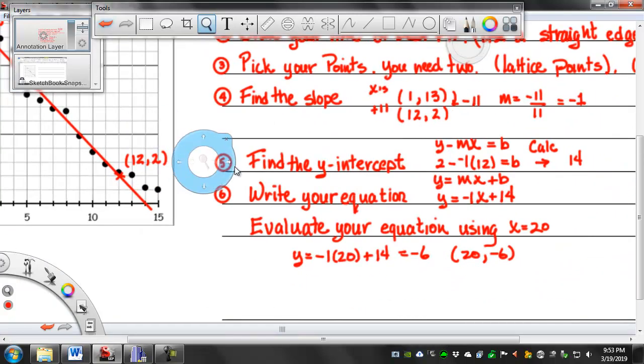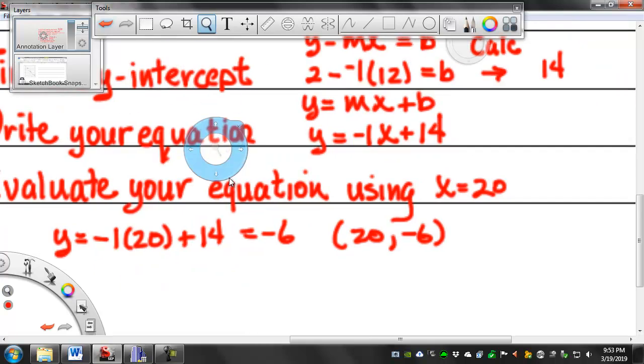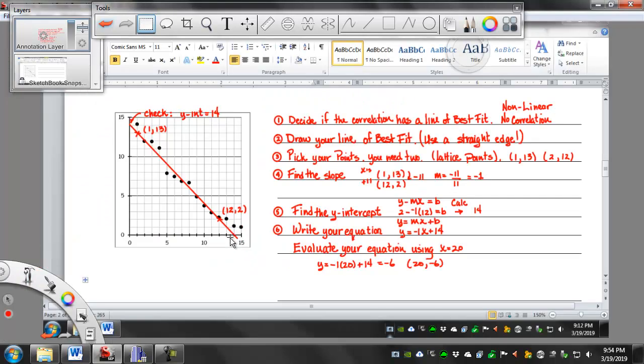Okay, let's go back down here. Now to write the equation, we're going to use the slope-intercept form of a line. So we have y equals mx plus b. We're going to replace the slope with the negative 1 that we found on step 4, I think it was. And then we have the y-intercept, which is 14. So this is the equation that matches our line of best fit: y equals negative 1x plus 14.